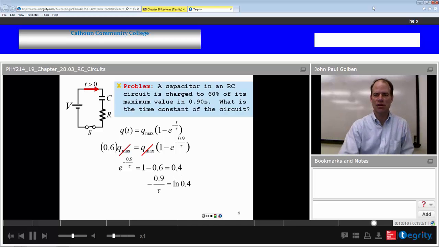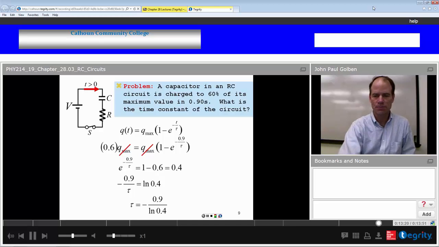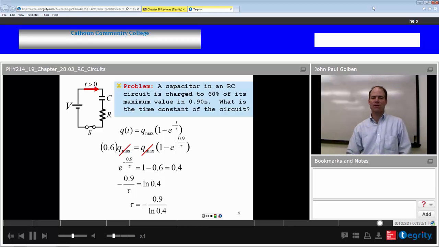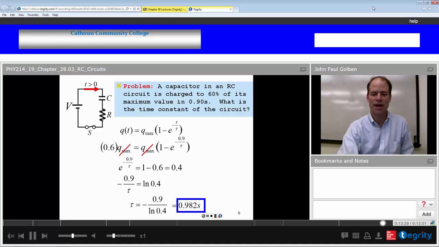Take the natural log of both sides. So negative 0.9 over tau is the natural log of 0.4. Divide by the natural log of 0.4 and bring tau over to the right. So my time constant is going to equal negative 0.9 divided by the natural log of 0.4, and that is 0.982 seconds. So the time constant of this particular circuit is 0.982 seconds.